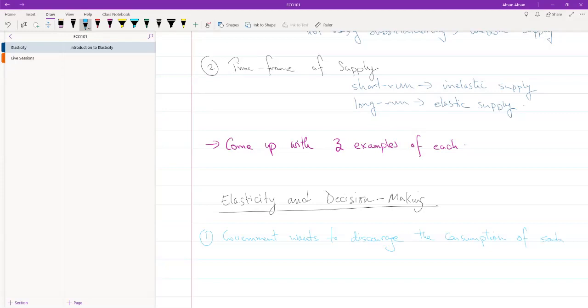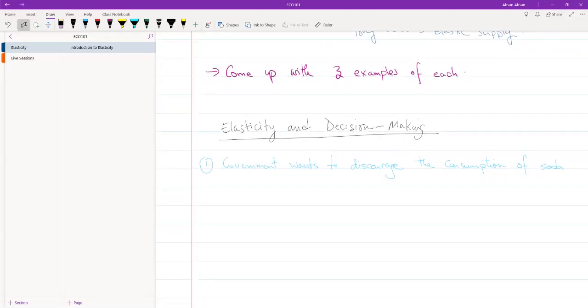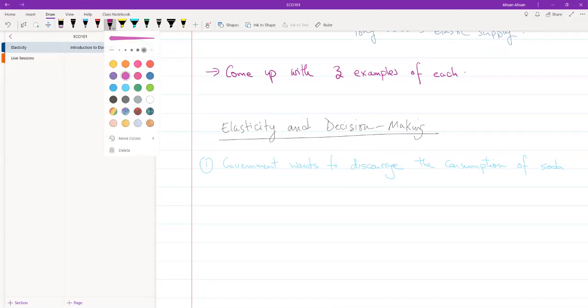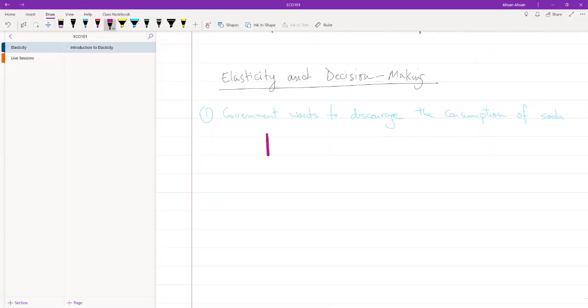And it doesn't just have to be restricted to soda. You can think of any demerit goods like cigarettes, for example, or alcohol. Well, alcohol is already illegal in Bangladesh, but in the rest of the world. So anything that the government wants to discourage. And suppose this is what the government decides to do. So let me just draw this.